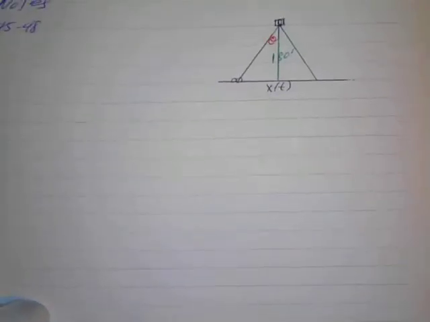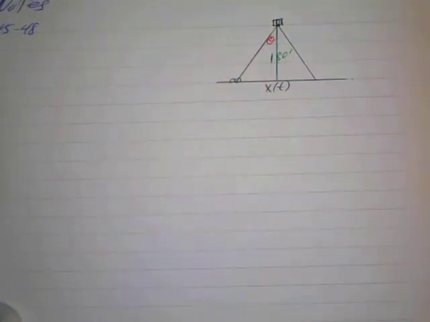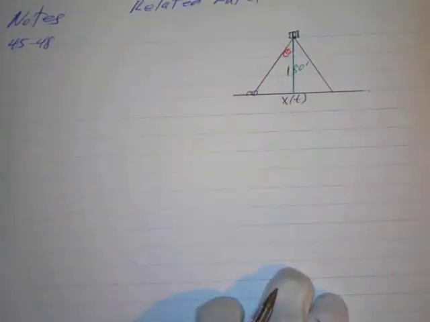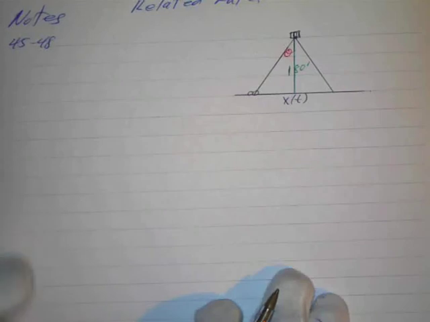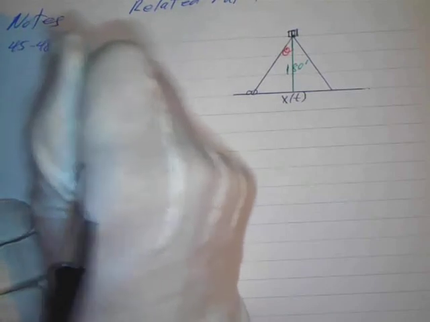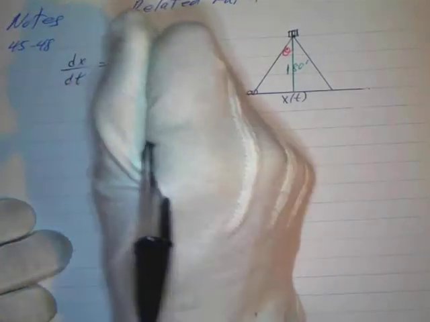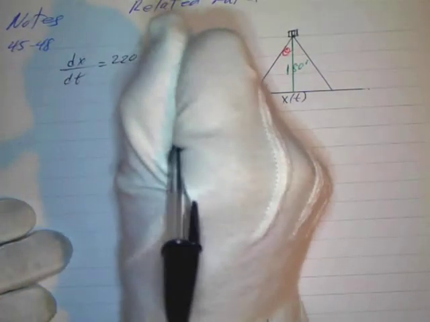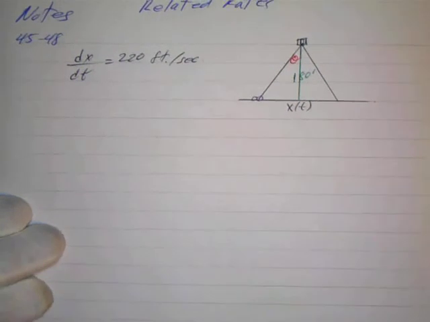Okay. Anyway, so dx dt would be the velocity, and they tell us that the car is moving at 220 feet per second, so that's dx dt. So dx dt is equal to 220 feet per second. Okay, alrighty.